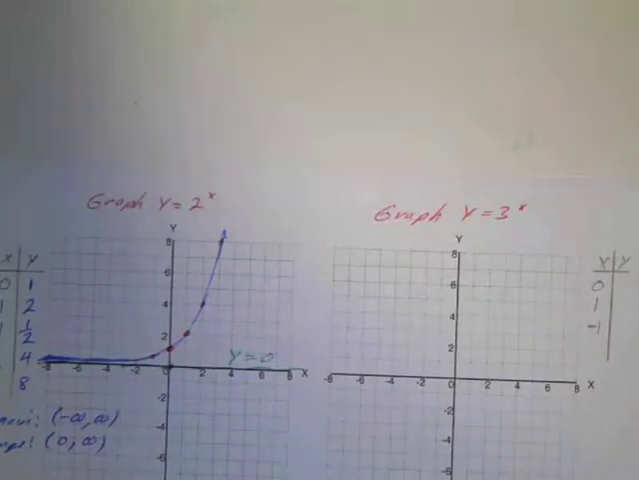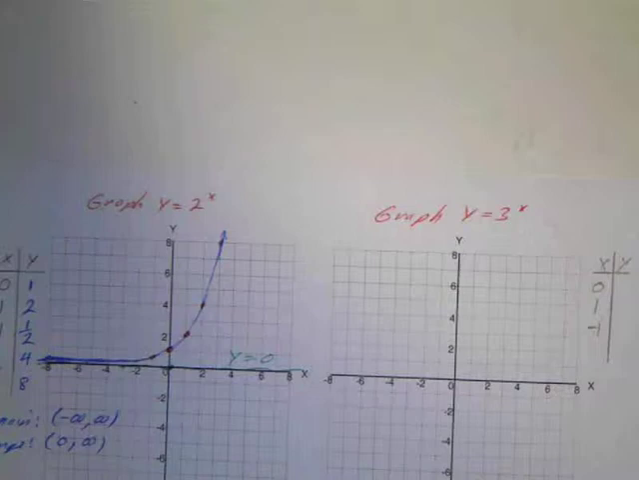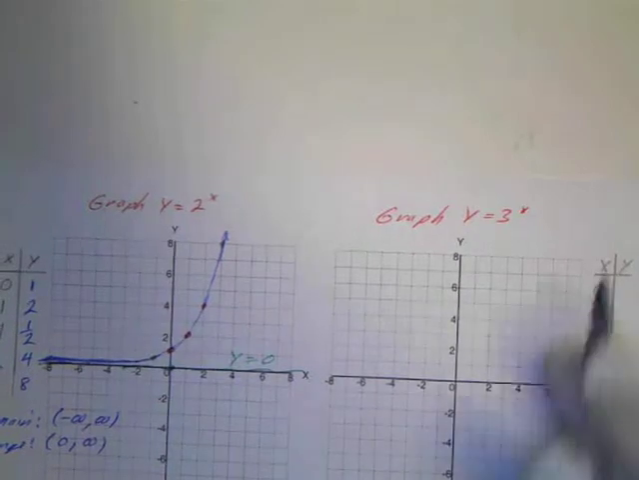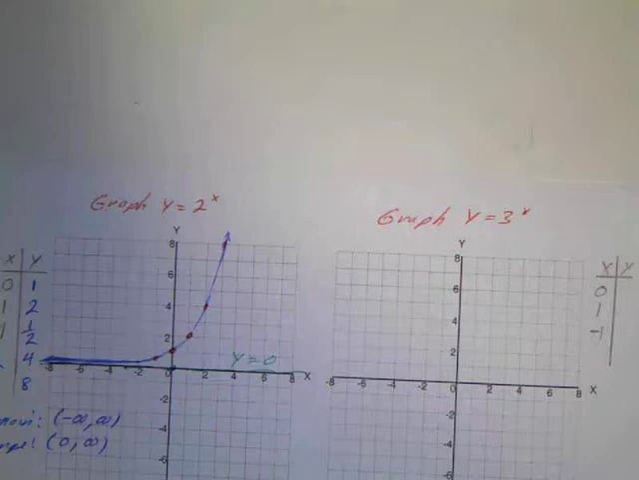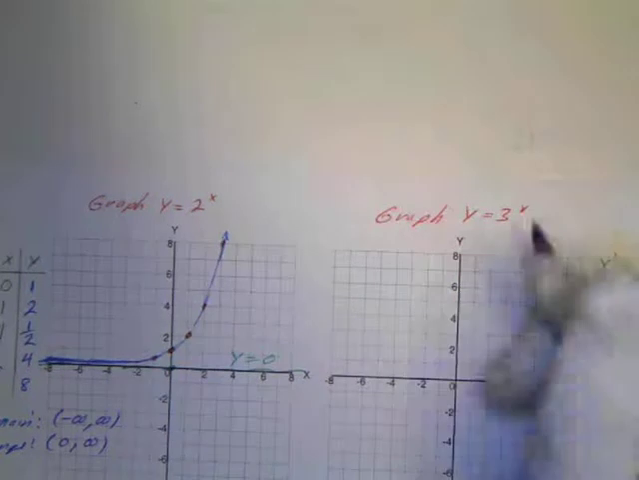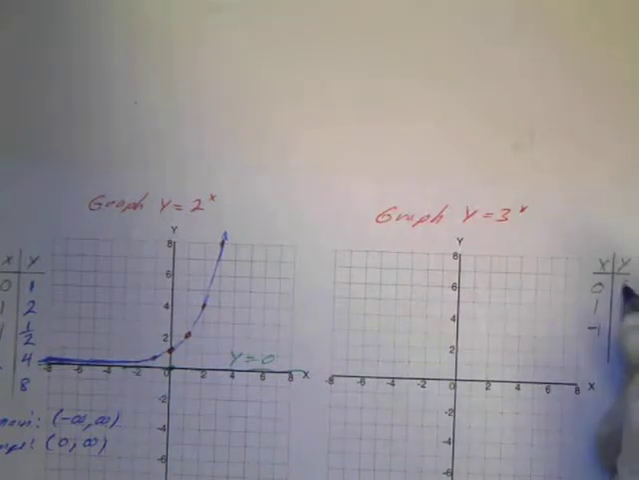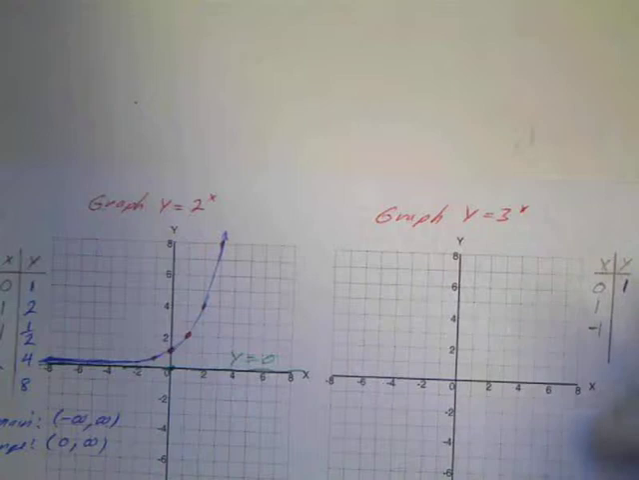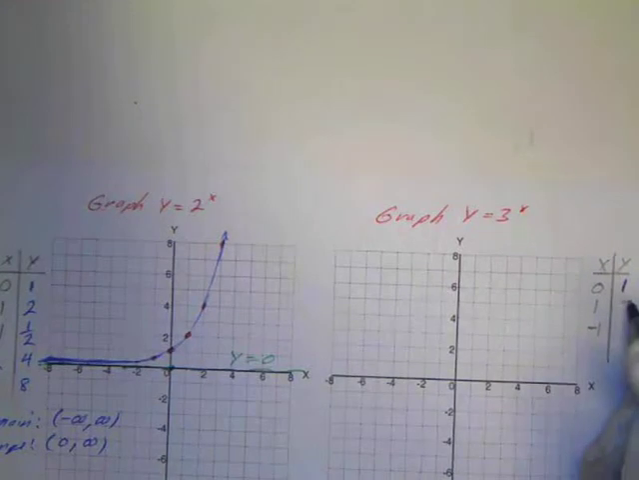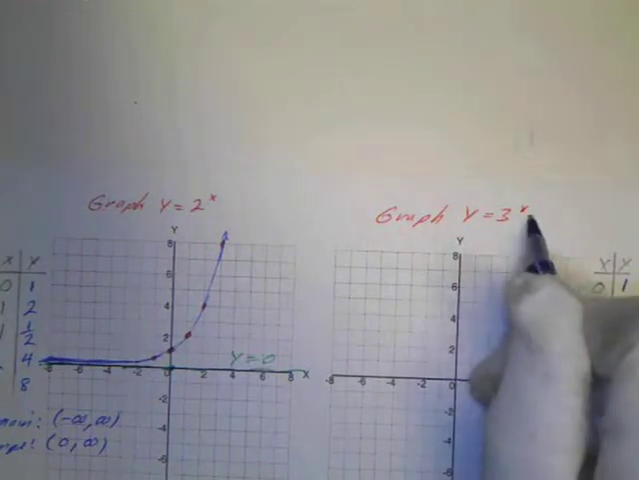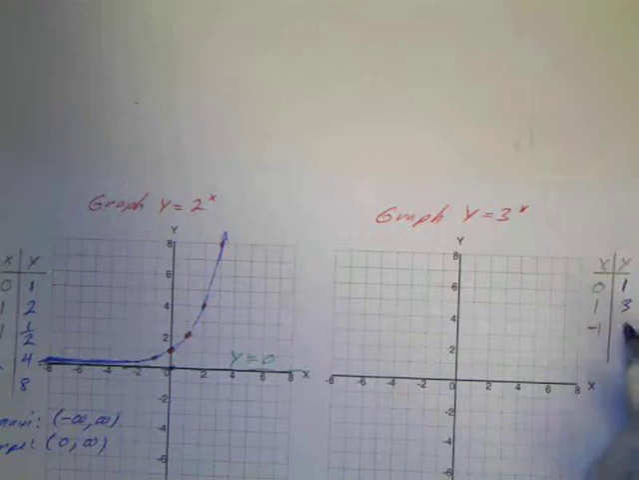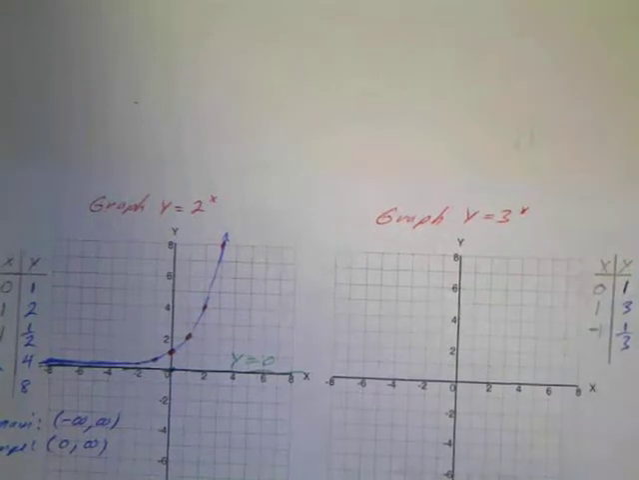y equals 3 to the x. So again, I'm just going to try a table of values to get some points, sometimes called a t-chart. Okay, so when x is 0, 3 to the 0 is 1 again. When x is 1, 3 to the 1 is 3. And when x is negative 1, 3 to the negative 1 is 1 over 3, which is 1/3. So those are our 3 key points.